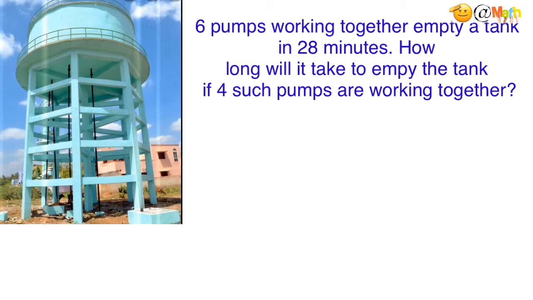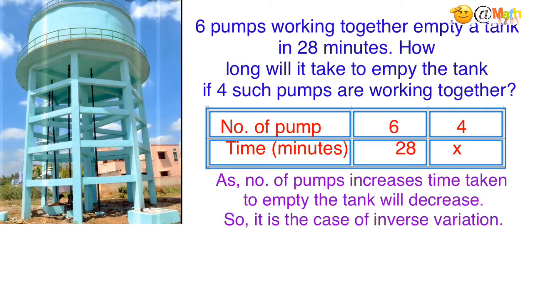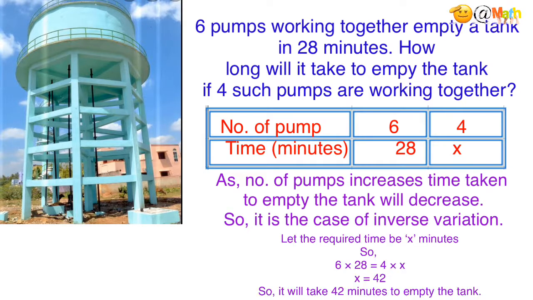Again, we have a next question. 6 pumps working together can empty a tank in 28 minutes. How long will it take to empty the tank if 4 such pumps work together? Again, the number of pumps decreases, so the time will increase as they are in inverse variation. On solving, we have 42 minutes will be required to empty the tank.